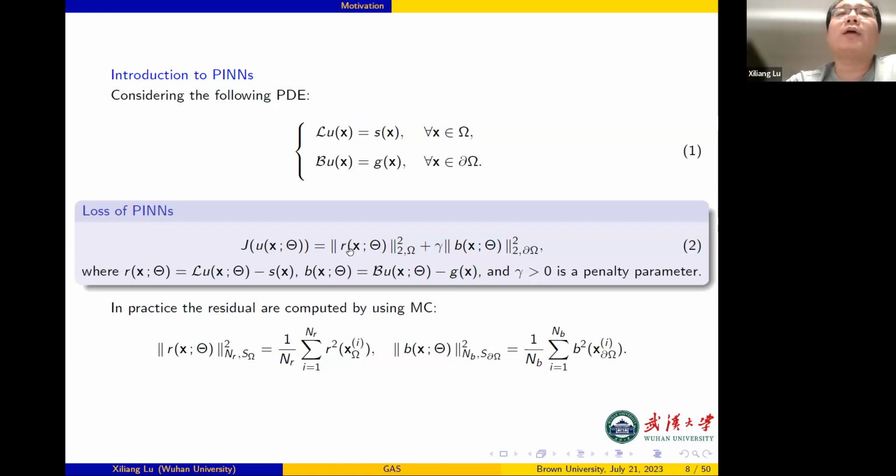Okay, if we get this loss function, we can train it. But this is an integration, so to approximate this integration, we just use the Monte Carlo approximation. So basically the PINNs is more or less like the least square form of the partial differential equations plus the Monte Carlo approximation. But the key issue is how we get these points.